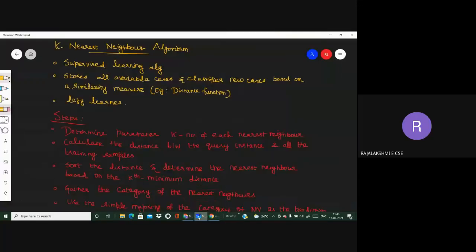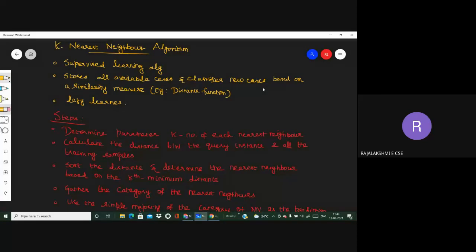Okay, the next algorithm we are going to see is the Nearest Neighbour algorithm. This is again one of the classification algorithms, and it is supervised learning. It has some training samples, and we give the test data. According to the training samples, it is going to classify, or predict, the value of the new sample. That is what a classification algorithm does.